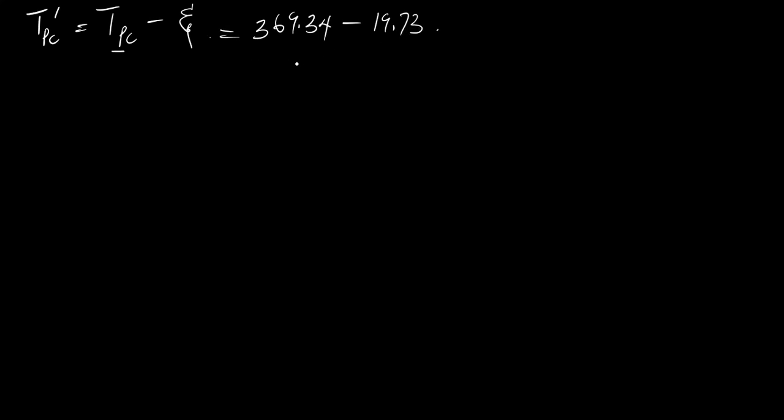So this will now be equal to, if we subtract this, 369.34 minus 19.73. This will give us 349.61 degrees Rankine. Okay, so we have gotten our adjusted pseudo-critical temperature. Now let's calculate our adjusted pseudo-critical pressure.